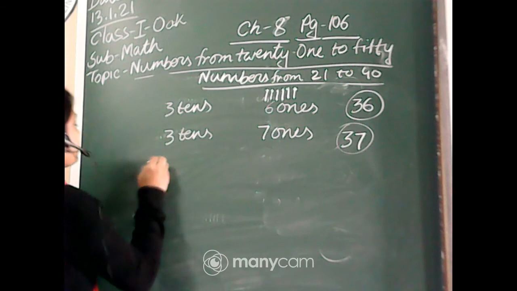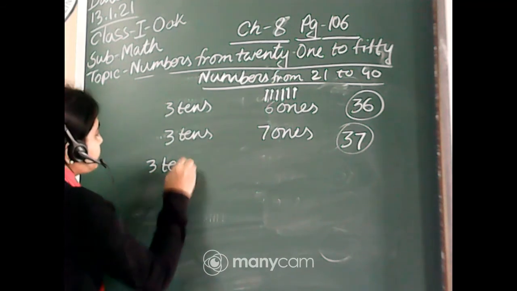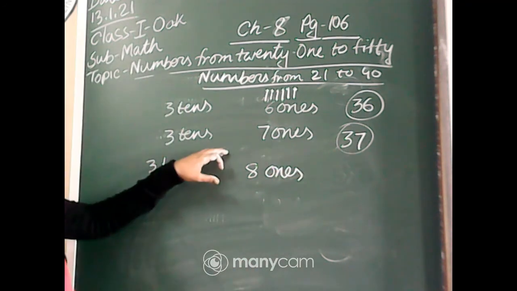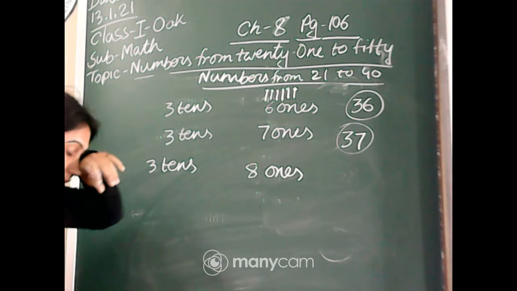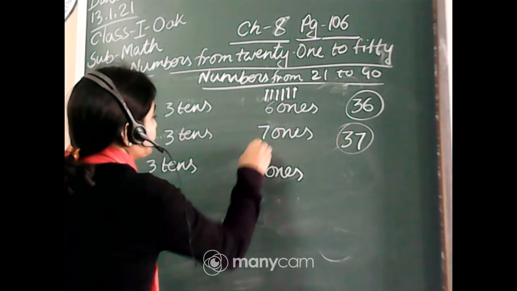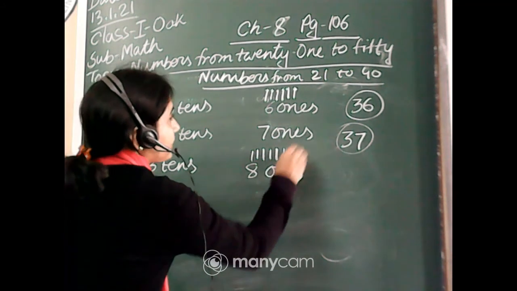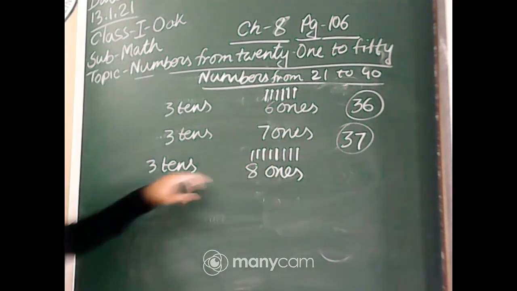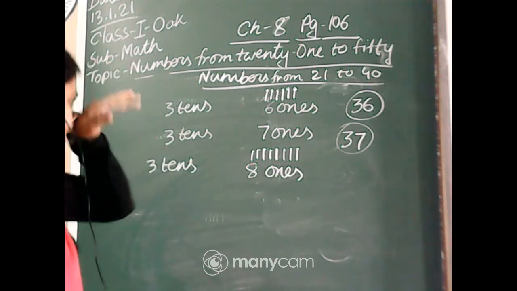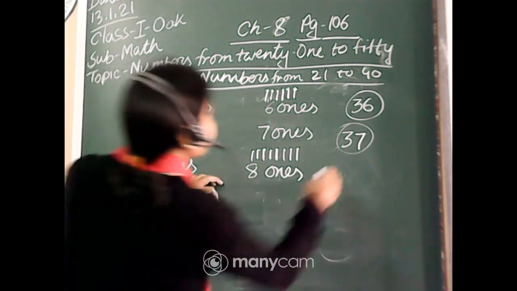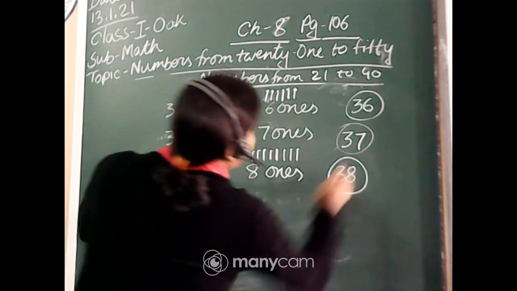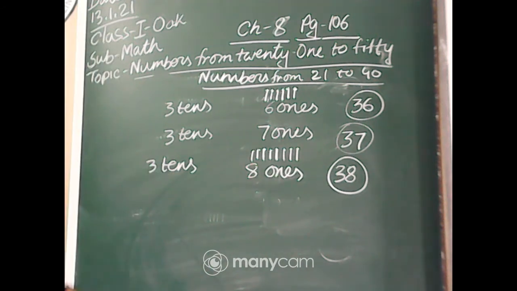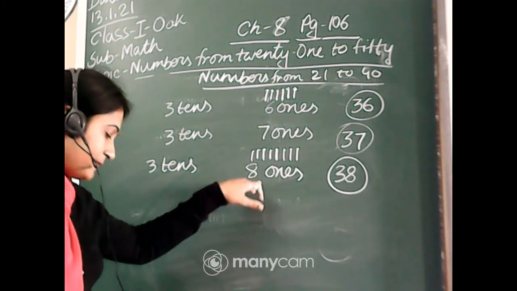3 tens but 8 ones. In the ones room, no matchstick. You have to draw here 8 matchsticks. 1, 2, 3, 4, 5, 6, 7, 8. You have to draw 8 matchsticks over here. 3 tens and 8 ones. The number is 38. Okay, you all please draw 8 matchsticks in the ones room.